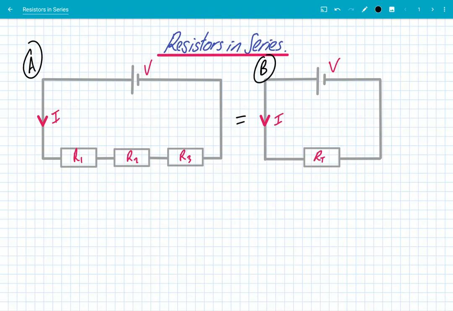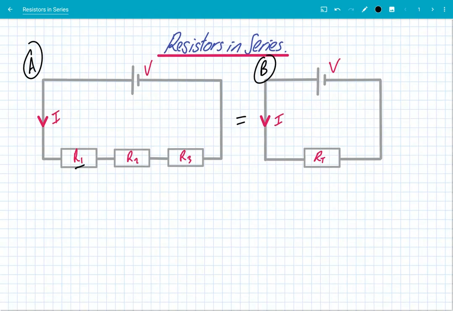So here I've got two circuits which are actually equivalent to each other. On the left I've got three resistors, R1, R2 and R3, and they're all in series. They're connected to an EMF supply which has got a voltage of V, and the current at all points is given by I.